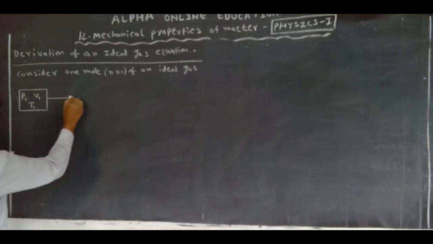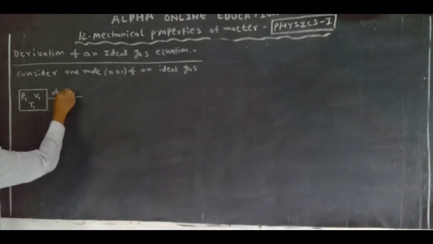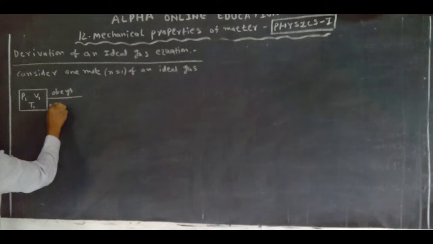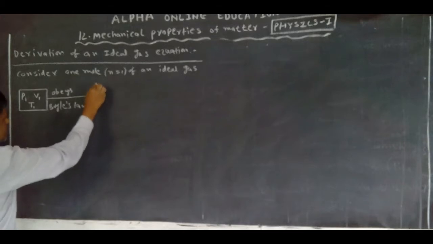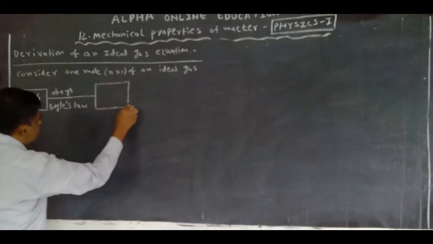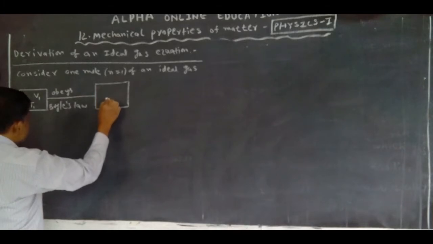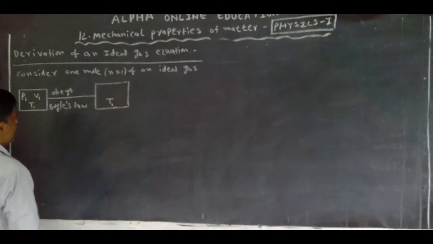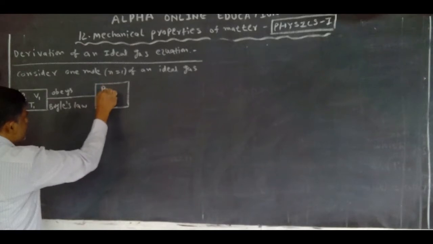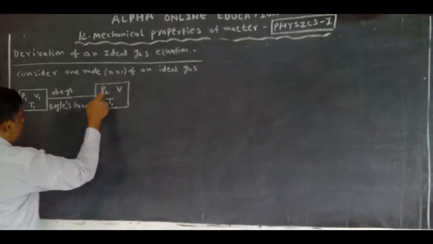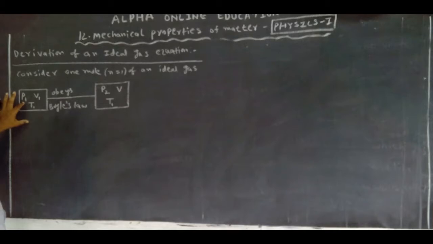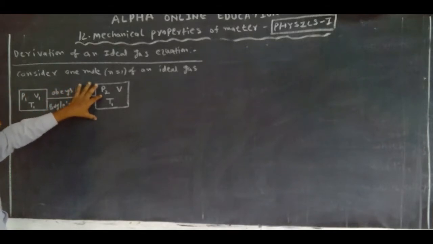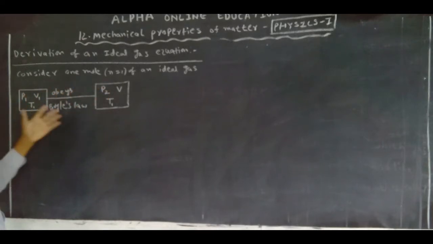Now first, if it obeys Boyle's law, which is constant in Boyle's law? Temperature is constant, that's why you take T1. The pressure is inversely proportional to volume. So you take pressure P2, volume V only. Initial pressure is P1, final pressure is P2. Initial volume is V1, final volume is V, but temperature is constant.